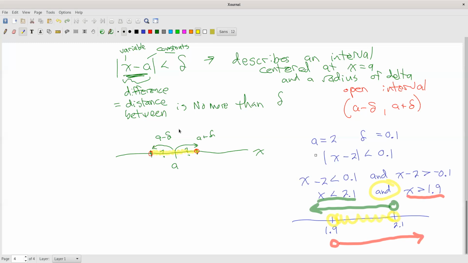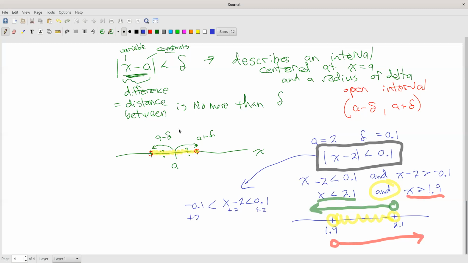So another way to solve this inequality right here, rather than making two inequalities, you just turn it into a three-term compound inequality. So alternatively, I put the x minus 2 in the middle, and then it has to be less than 0.1 and greater than negative 0.1. And then I can add 2 to all sides. So plus 2, plus 2, plus 2, and I get x has to be less than 2.1 and greater than 1.9. So that's the other way to solve that kind of inequality.